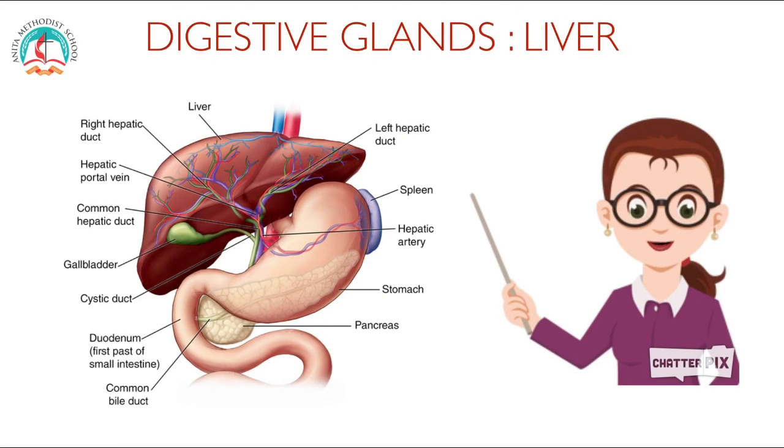Bile is stored and concentrated in a thin muscular sac called the gallbladder. The duct of the gallbladder along with the hepatic duct from the liver forms the common bile duct. The bile duct passes downwards and joins with the main pancreatic duct to form a common duct called the hepatopancreatic duct. This opens into the duodenum and is guarded by a sphincter called the sphincter of Oddi. The liver has a high power of regeneration.